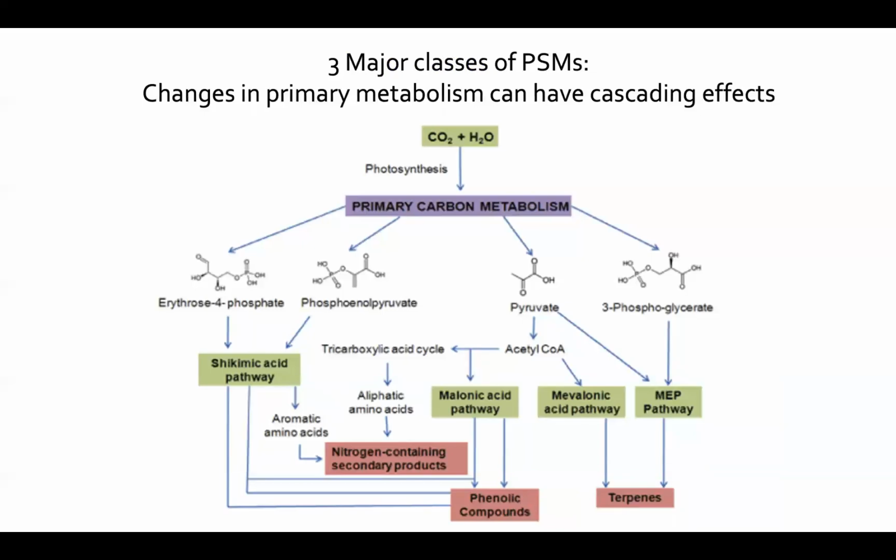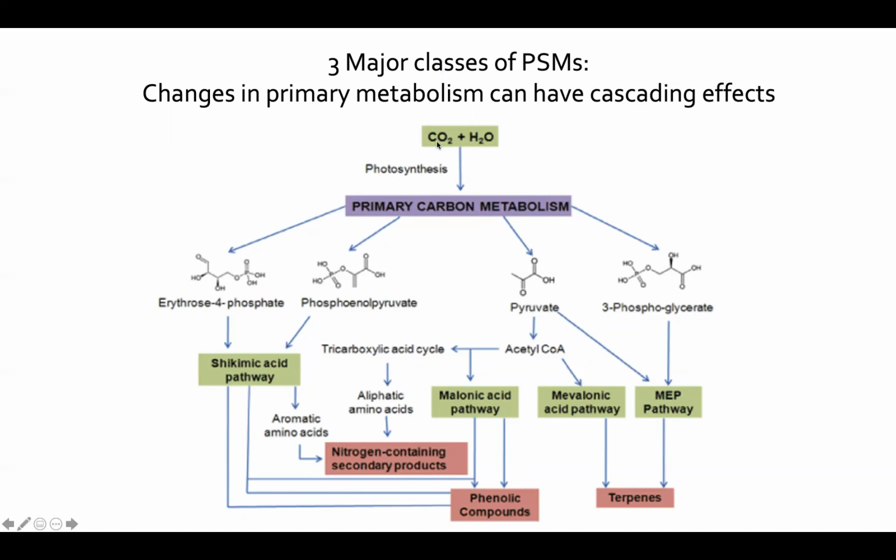Okay, so in my first video, I mentioned that there are three major classes of secondary metabolites, and here I'm going to go into a little more detail. The three classes are down here at the bottom, the first of which is nitrogen-containing compounds. Then we have phenolics and terpenes. What I want you to notice from the schematic is that compounds within all three of these groups are derived in some way from products of primary metabolism, which you can see here.